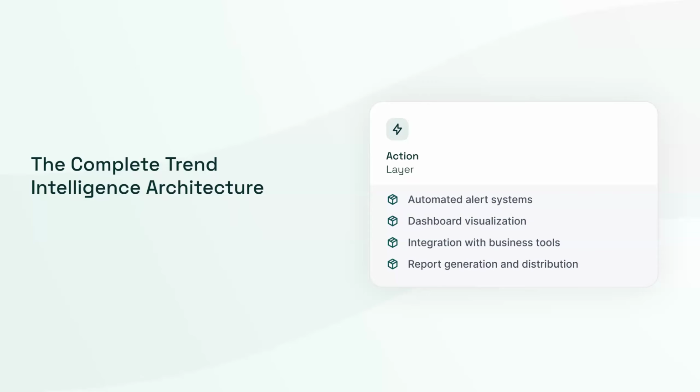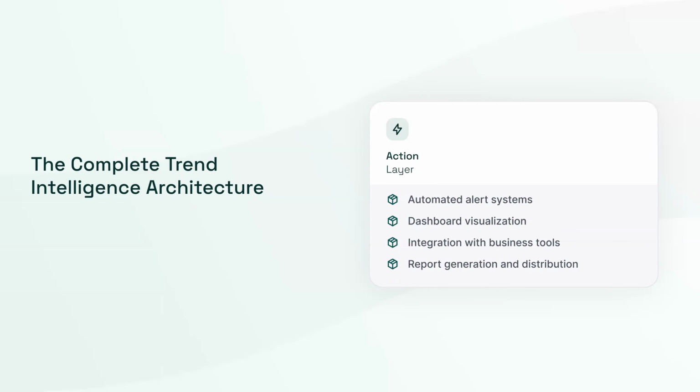It can start with automated alert system. This notifies your team as soon as a relevant trend is detected, so you can respond quickly. Building on the data and intelligence mentioned above, dashboard visualizations provide real-time visibility into how trends are performing. Then they can make it easier to track developments without needing to analyze raw data manually.